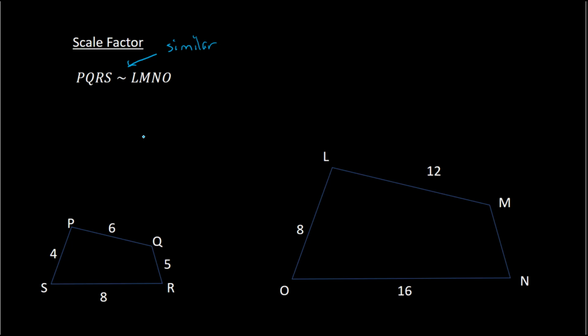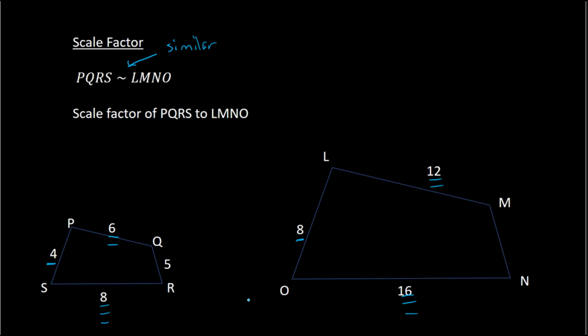Alright, and we are told to find the scale factor of PQRS to LMNO. So the scale factor of the smaller quadrilateral to the bigger quadrilateral. Well, the scale factor is a ratio. So if we try to find corresponding sides, we can find the ratio. So for example, PS is on the left side. That corresponds with LO on the left side. So we have the 4 corresponds with 8. The 6 on the top corresponds with the 12 on the top. The 8 on the bottom corresponds with the 16 on the bottom.